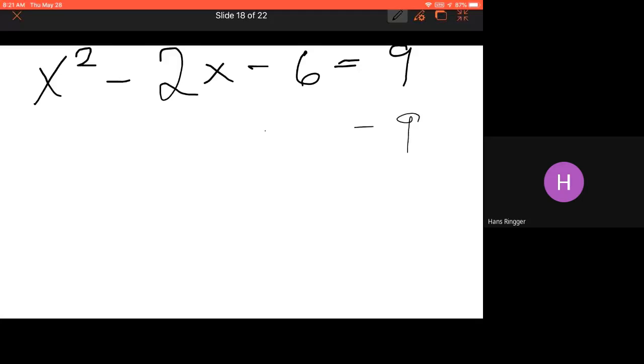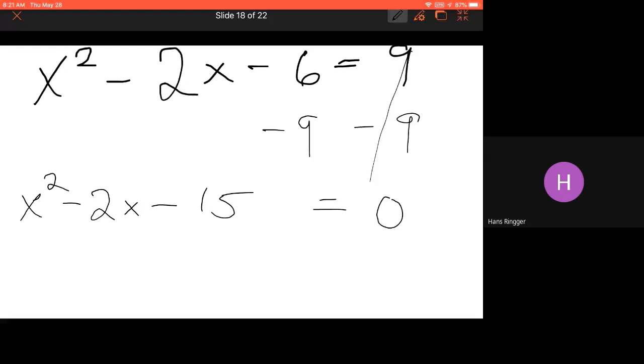So let's rewrite our equation taking this into consideration. The negative 9s are going to cancel out, leaving us with a 0. And we're going to be left with, on the left side, x squared minus 2x minus 15. Now we need to use the tricks we learned in the last couple lessons to factor this equation. I need to find two numbers whose product is negative 15 and whose sum is negative 2.